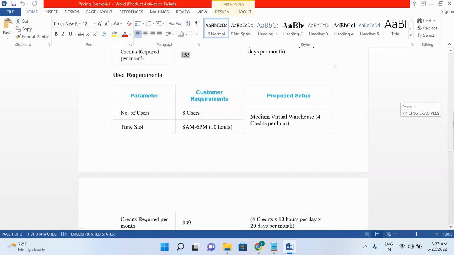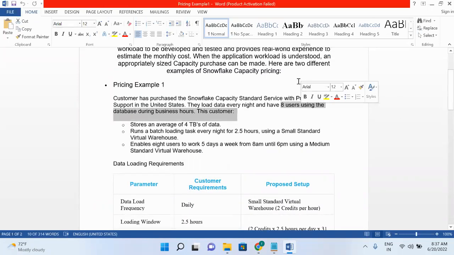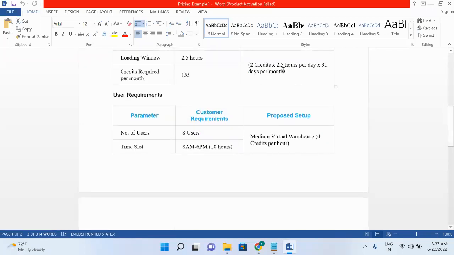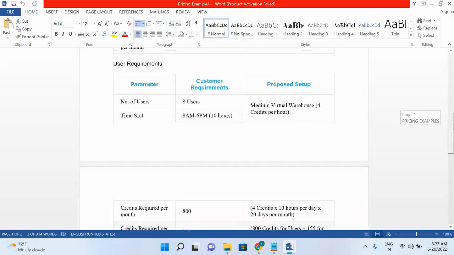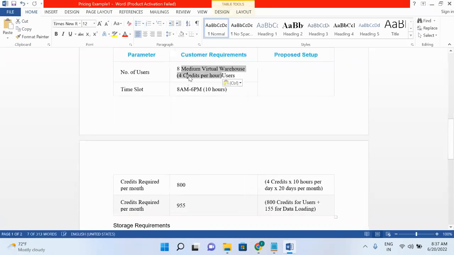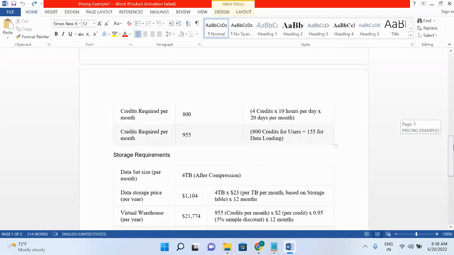In the same way, for the user requirement, the 8 users are utilizing a medium virtual warehouse. Medium virtual warehouse means 4 credits. So this one is related to the medium virtual warehouse, at 4 credits, and then how many users? 8 users, right? 8 users. Then what will it become?